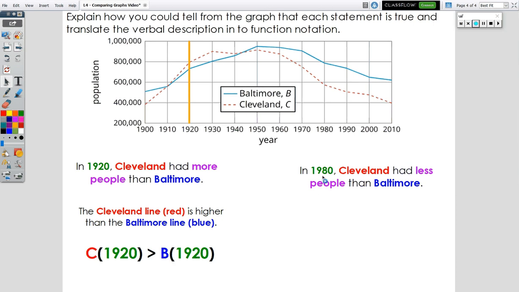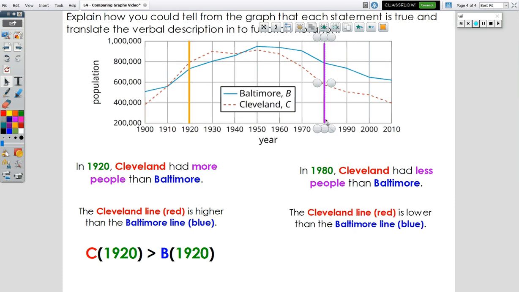Now watch this. Over here we're going to flip-flop it. This time we're going to say Cleveland has less people than Baltimore. Because if we look over here in 1980, Cleveland's line is lower. Cleveland has less people. So I can tell that because the Cleveland line is lower than the Baltimore line. And the way we would write it in function notation, remember Cleveland still comes first. So the Cleveland population in 1980 is less than Baltimore in 1980.